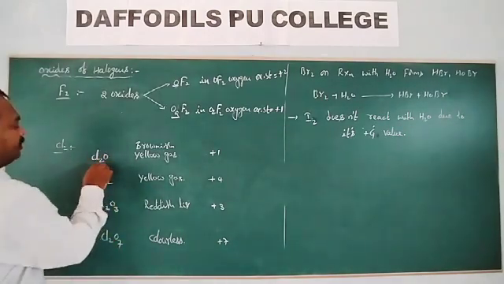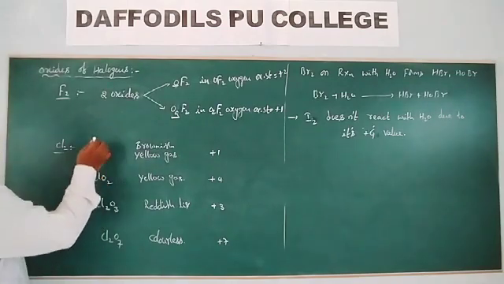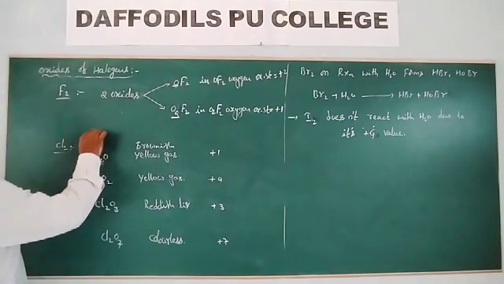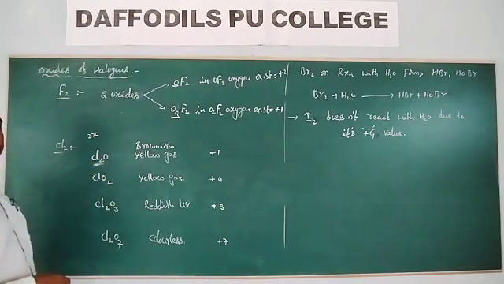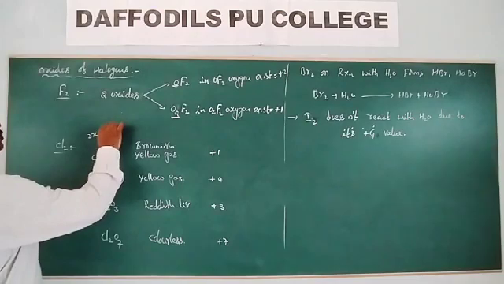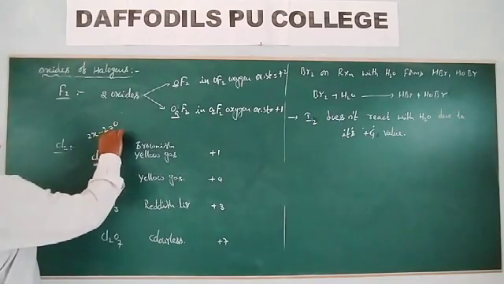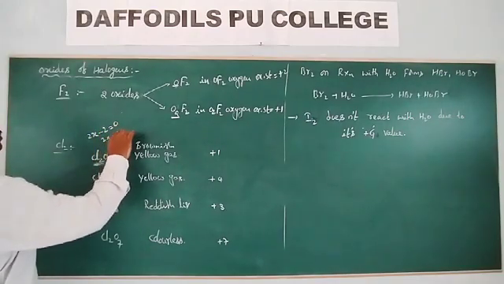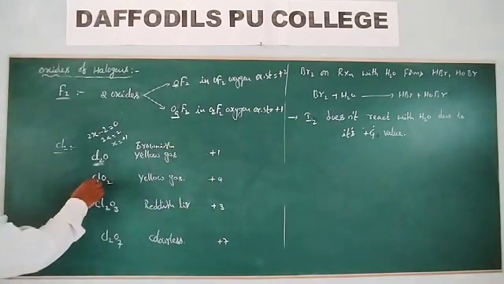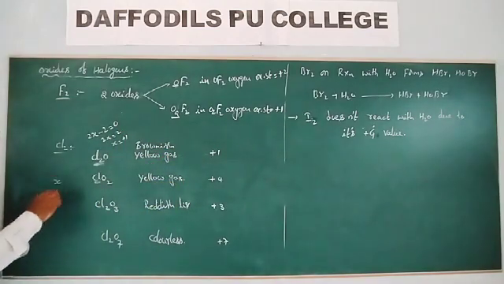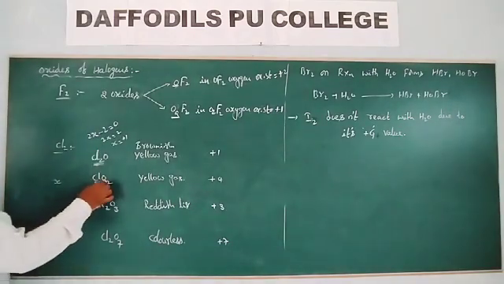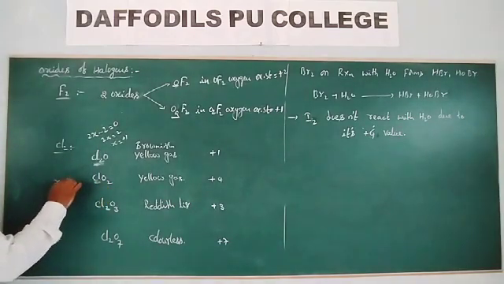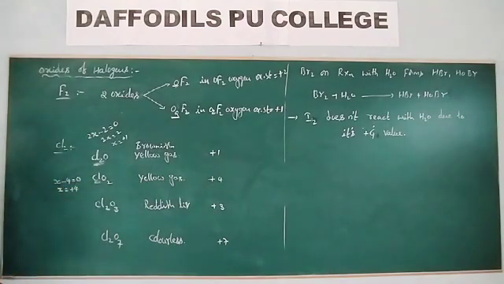You have to calculate this. Take the chlorine oxidation state as X. Two chlorines are there, so 2X. Each oxygen oxidation state is -2, so 2X minus 2 is equal to 0, 2X is equal to 2, X is equal to 1. Now for ClO2, chlorine is X, each oxygen is -2, two oxygens so X minus 4 is equal to 0, X is equal to 4.